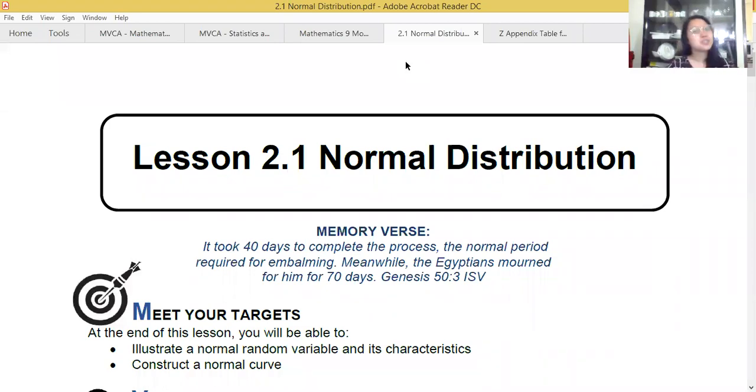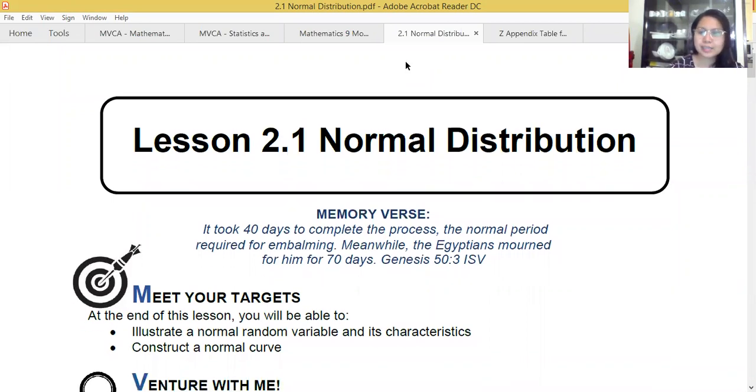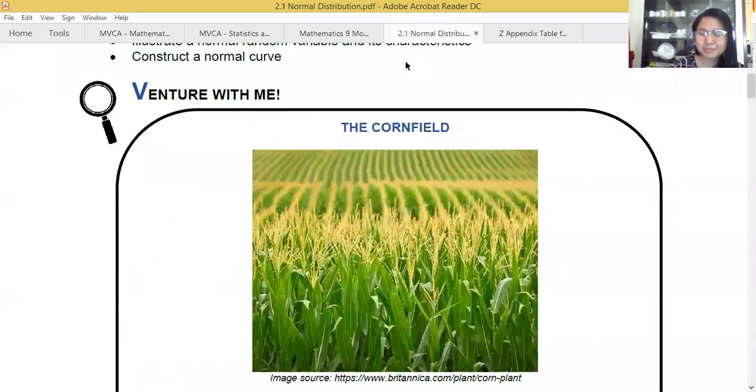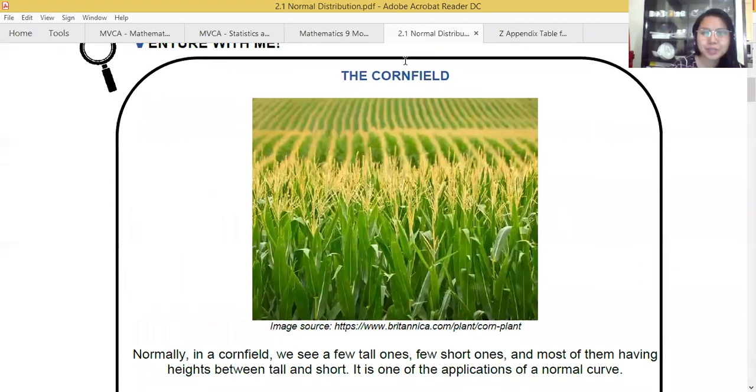This is a very short lesson, and at the end of this lesson, you will be able to illustrate a random variable and its characteristics, and also construct a normal curve. Now, your venture with me is about the cornfield. Now, what's about the cornfield?